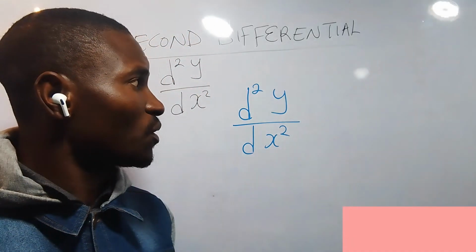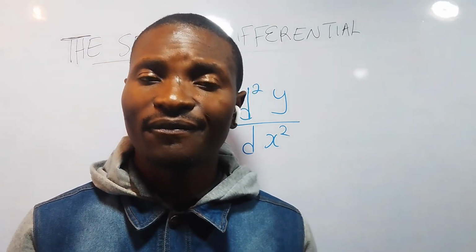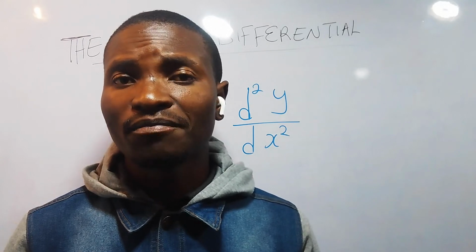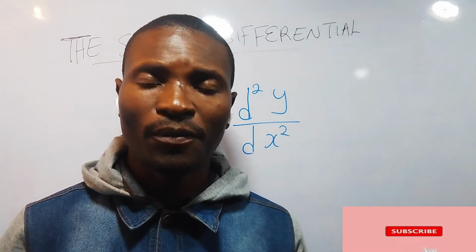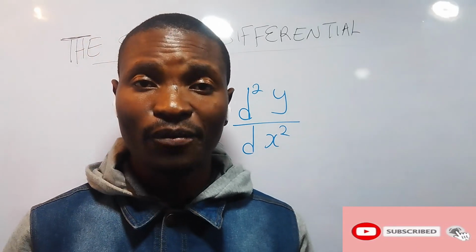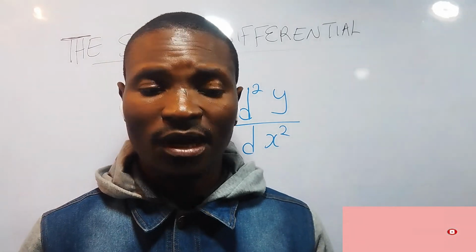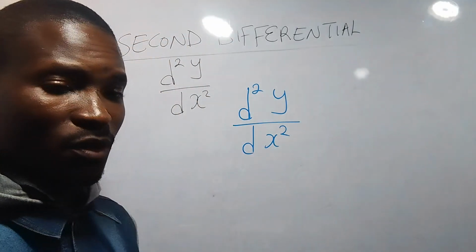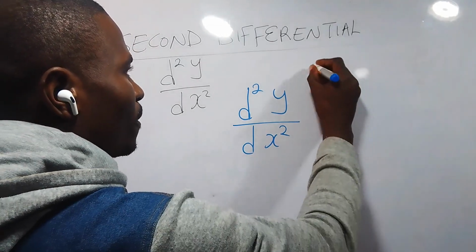So now we are going to look at some examples so that we understand what we mean by second derivative. Just stick around and get a piece of paper and a pen or even a pencil so that we get to move together. So I'm going to have the first example. Look at examples.